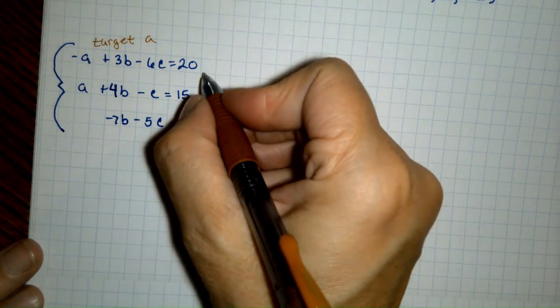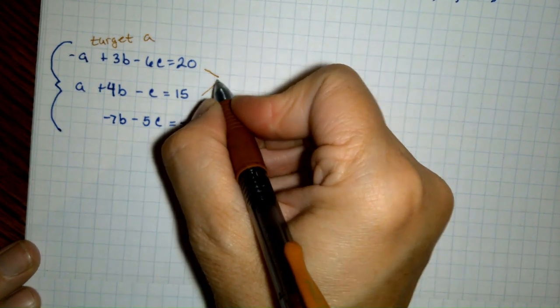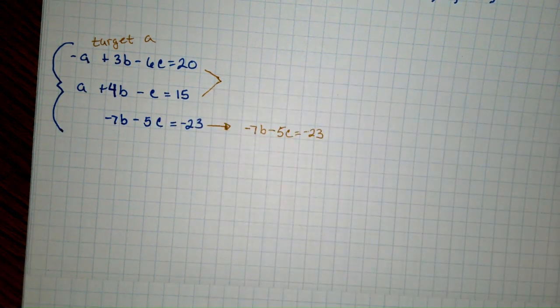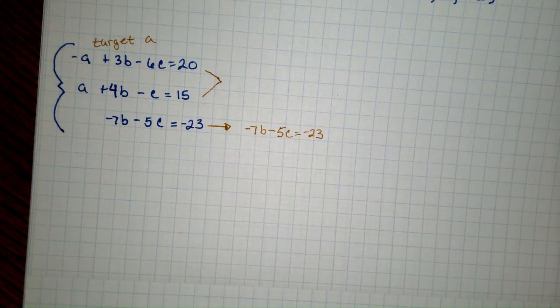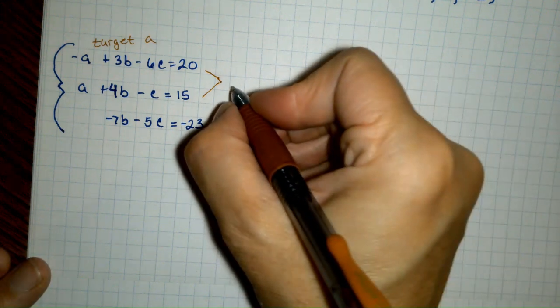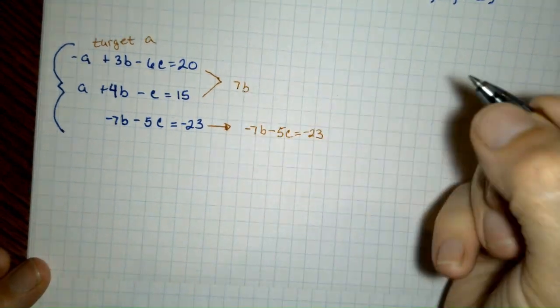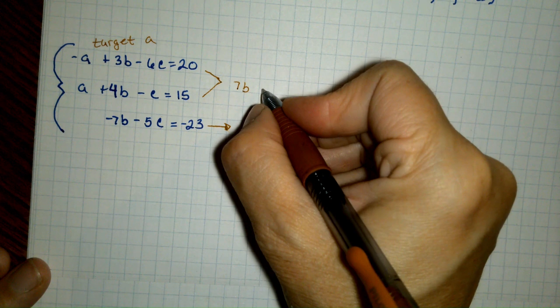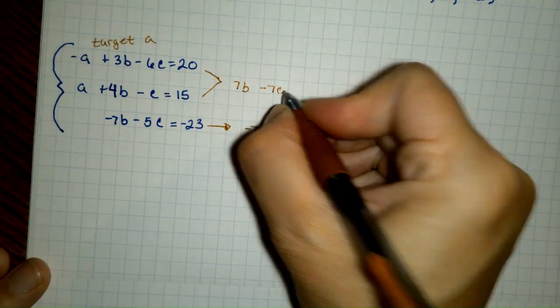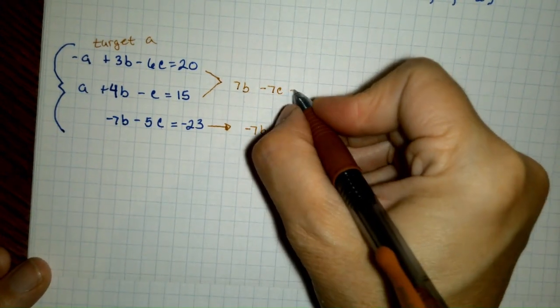So when I add these together, negative a and positive a cancel out. 3b plus 4b is 7b. Negative 6c and negative c makes negative 7c. Careful with your signs there. 20 and 15 make 35.